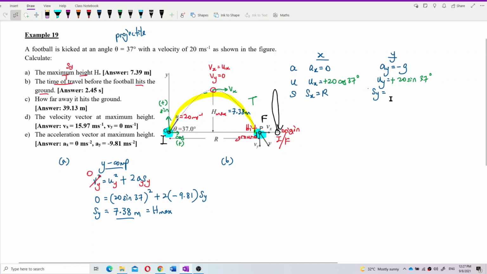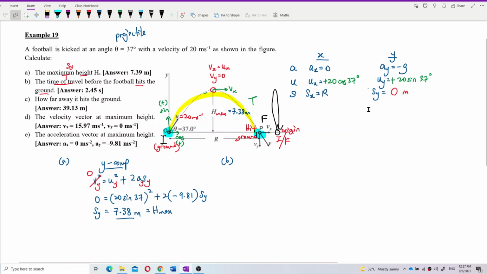So what is the y displacement for this projectile motion? The final point is the same as the initial point. They're on the same point, so there's no distance between them. So sy is 0. Sy is 0 meter, because the ball goes up and hits the ground again. It is released from the ground. The initial point is on the ground, and then it hits the ground again. So the displacement y is 0 because the final point is on the same point as the initial point. There's no distance between them, so sy is 0.